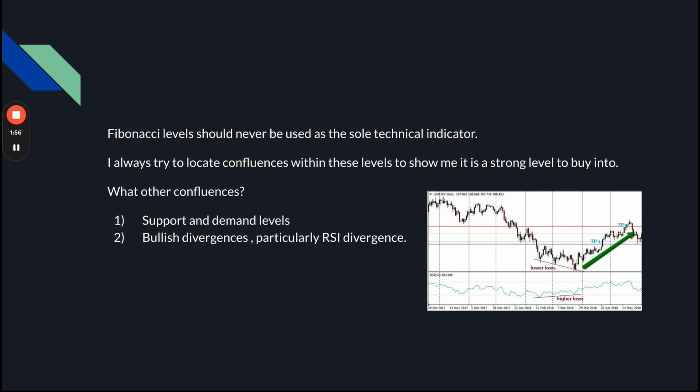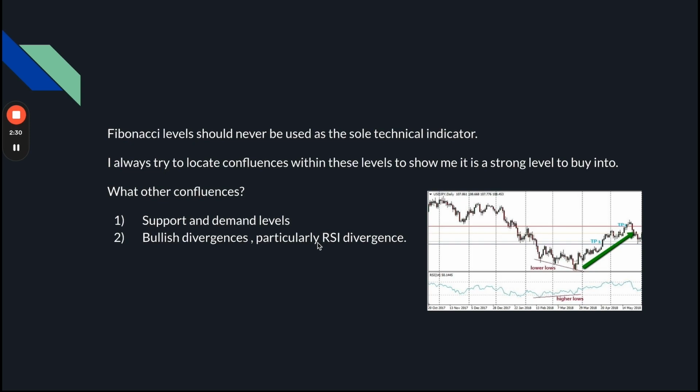I use support and demand levels like we've explained in the previous videos, and I use bullish divergences. I particularly use the RSI divergence. We talked about RSI in a previous video. Just as a review, RSI, the relative strength index, indicates whether a stock is being oversold or overbought. A level under 30 is considered oversold, and vice versa. If it's over 70, it's being overbought. So what does this mean?